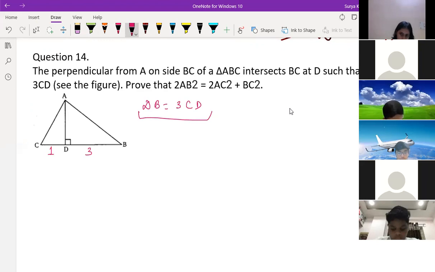We have to prove that 2AB square is equal to 2AC square plus BC square. Try. This is an easy question, but a bit harder than the 13th one. It's not a direct question. Some ratio is given over here.